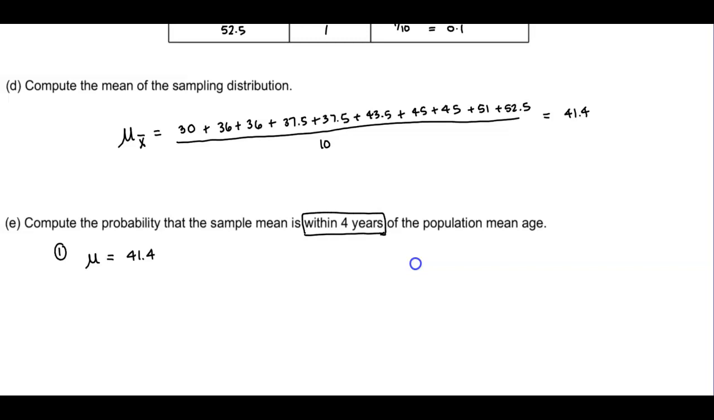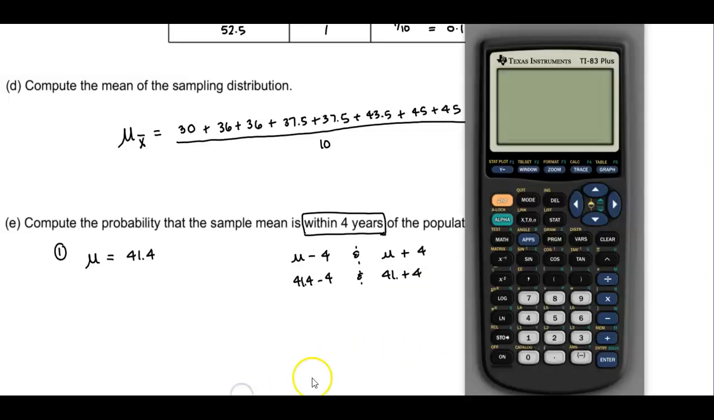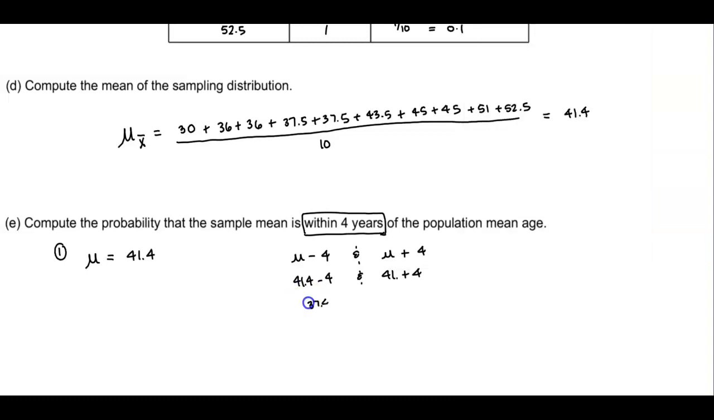That means that we want to take mu and subtract 4, and take mu and add 4. The population mean is 41.4, so we're going to subtract 4 from 41.4, and then we're going to add 4 to 41.4. If we take 41.4 and subtract 4, that gives us 37.4. And if we add 4, that's going to give us 45.4.